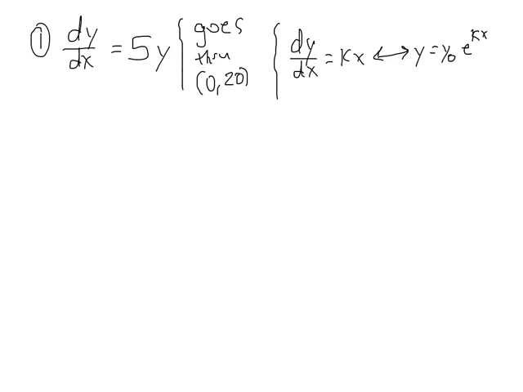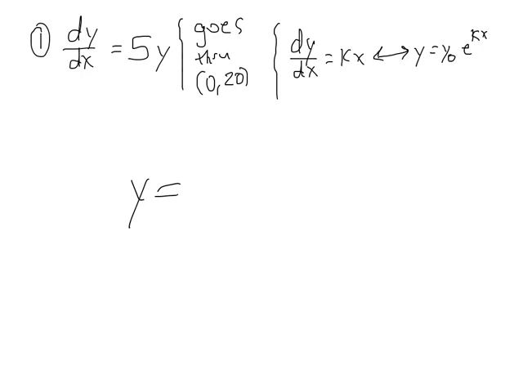So this first example, we know that dy dx equals 5 times y. It's going to go through the point 0, 20, or the original equation will. And then right next to it, I just wrote down what we learned on the last slide there. So right away, if I see that dy dx equals 5 times y, written this way, k is 5, I can now start writing out my equation like this.